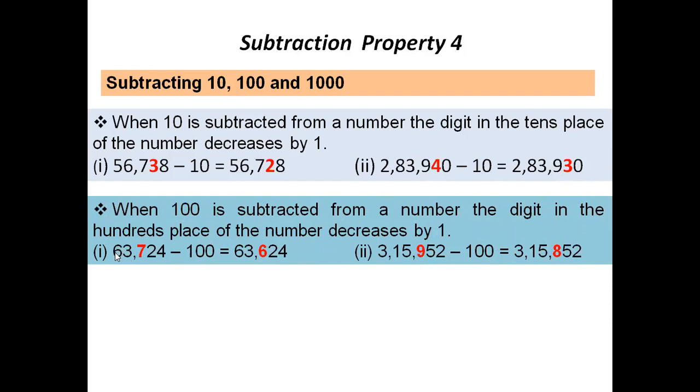Here you can see 63,724 minus 100 gives you 63,624. 7 is at hundreds place and we are subtracting 100, so it gets decreased to 6. Here also 9 gets decreased to 8. 3,15,952 minus 100 gives us 3,15,852. Here 9 is at hundreds place, so it gets decreased by 1 and becomes 8. Is this very, very clear?